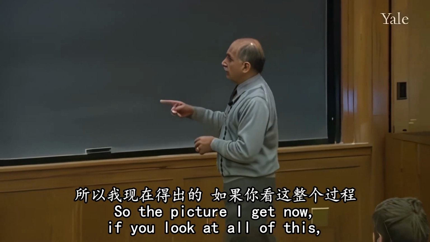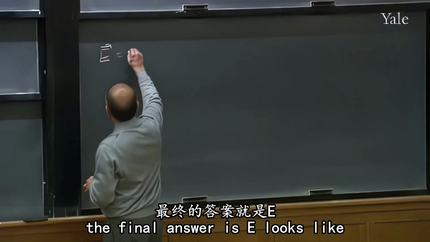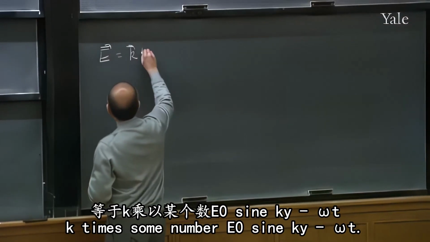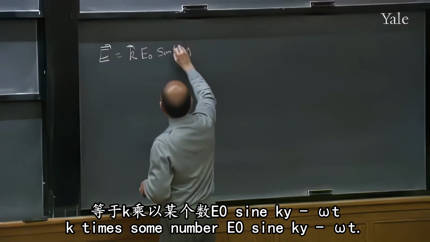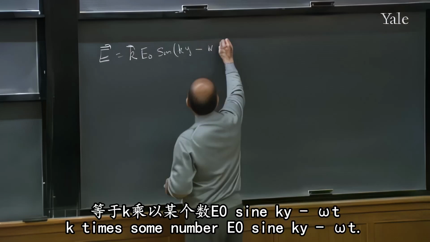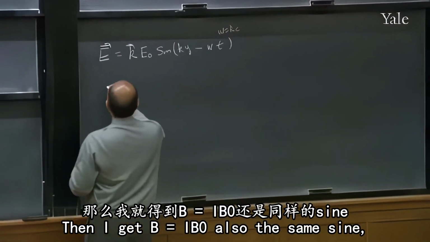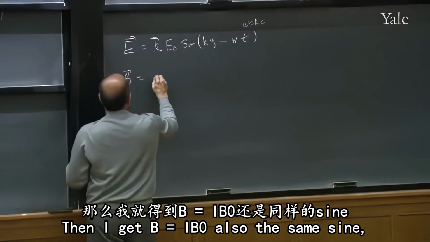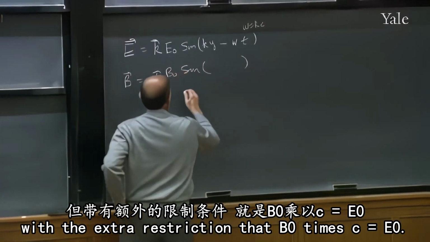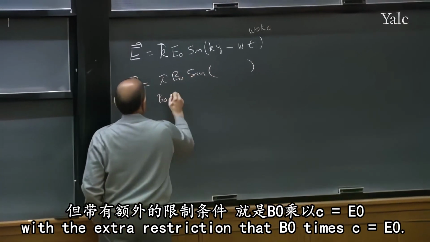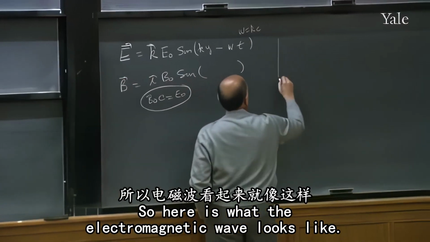So the picture I get now, if you look at all of this, the final answer is E looks like k times some number E0 sine(ky minus omega t), but I want you to know that omega is equal to kc there. Then I get B equal to i B0, also the same sine, with the extra restriction that B0 times c is E0. So here's what the electromagnetic wave looks like.